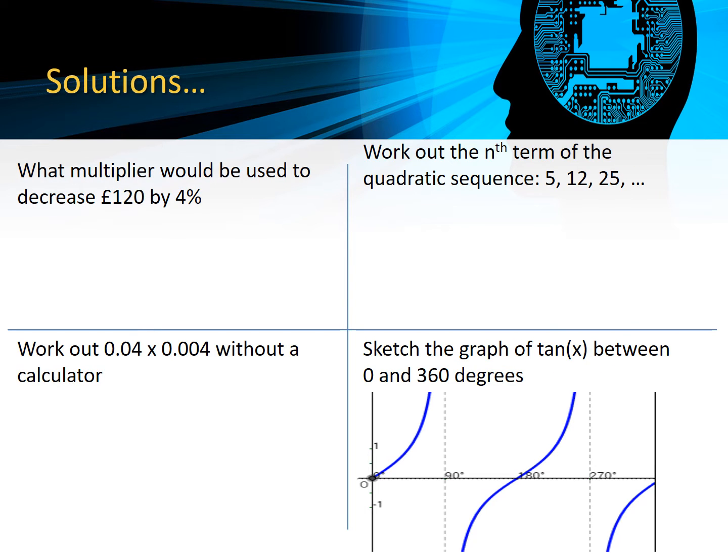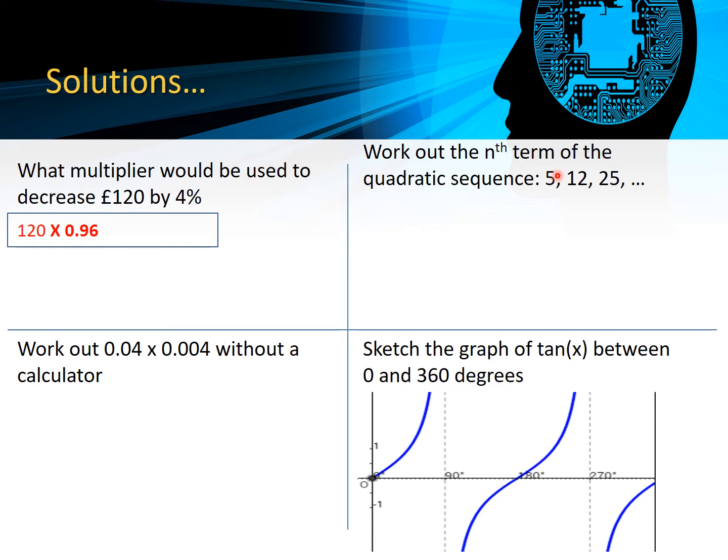And here come the solutions. So for the first one, it says what multiplier do we use to decrease. So we're going to go with starting out at 100%. If you take away 4% from 100%, you get 96%. So we're timesing by 0.96.